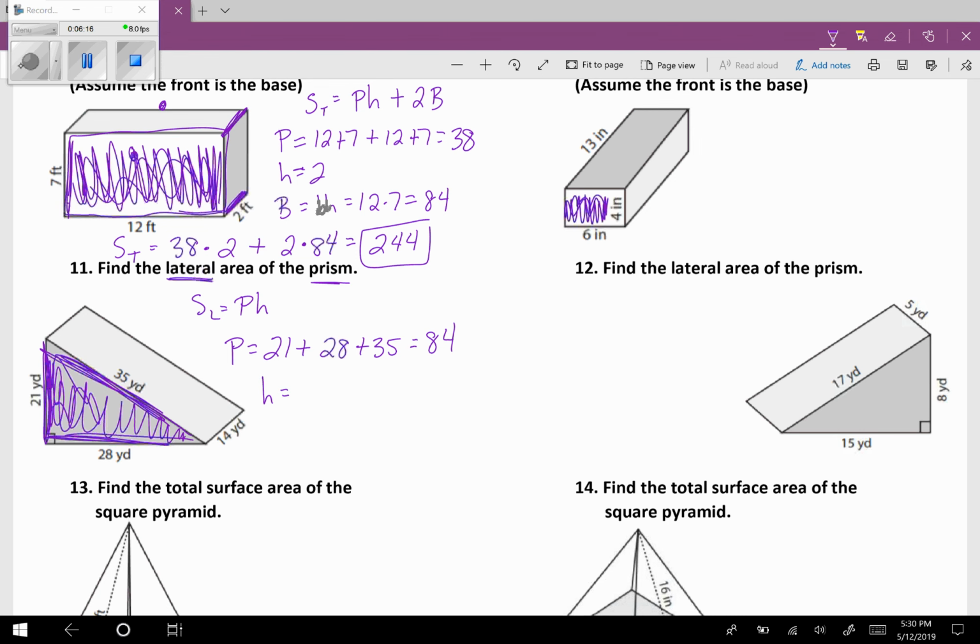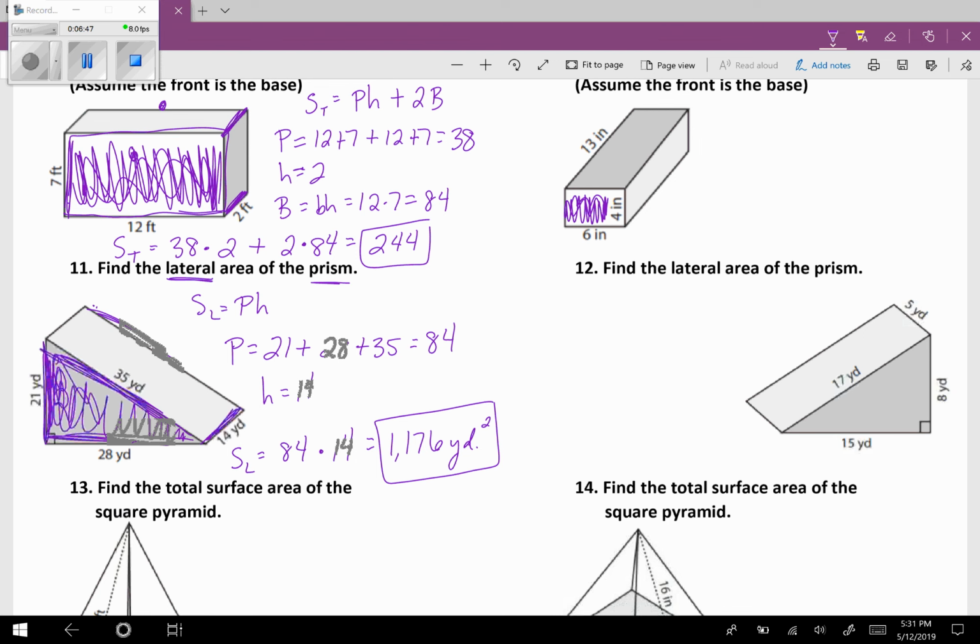Okay, now the height. So the height of our prism is the distance between the two triangles in this case. We got a triangle up here, you got a triangle back here. So how far apart are they? 14. So 14 is our height. So our lateral surface area, it's the perimeter, 84, times the height, 14. So 84 times 14, it's going to be 1,176, and it's yards squared.